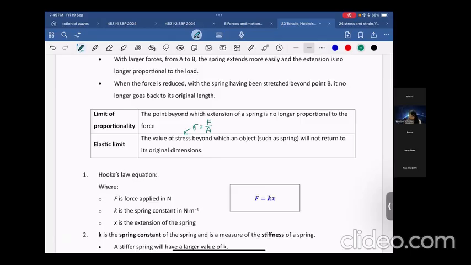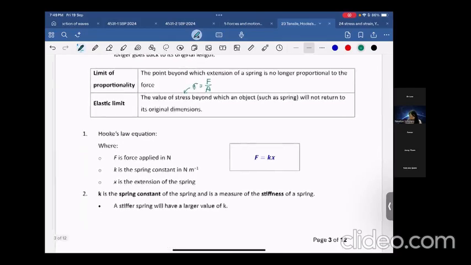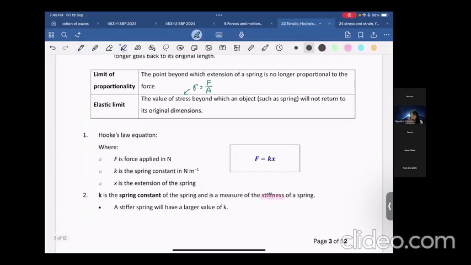Okay, so in Year 10, we already learned what Hooke's law is. F equals kx. k is a spring constant that we use to measure the stiffness of the spring. Stiffness means hardness to extend. So if your spring constant k value is big or high, that means this spring is actually a stiffer spring. It's hard to extend or compress.